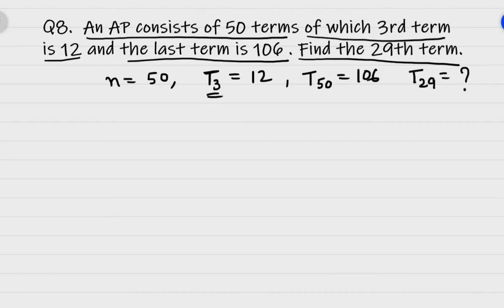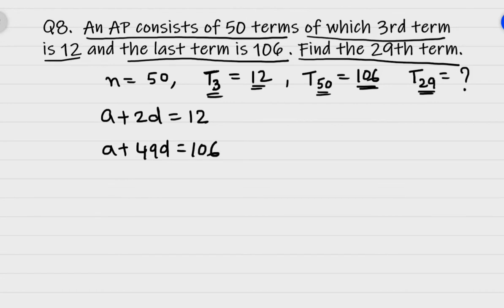Now see, T3 is 12 means A plus 2D, isn't it? See, A plus n minus 1 into D. Here your n is 3. So 3 minus 1, 2d. A plus 2d is equal to 12. And A plus 29 minus 1 into d you have to find out, and 50th term is 106. So A plus 50 minus 1 into d, that is A plus 49d is equal to 106. These two are given. Now when you subtract these two from one another, you'll be left with d. See, this is equation 1 and this is equation 2.